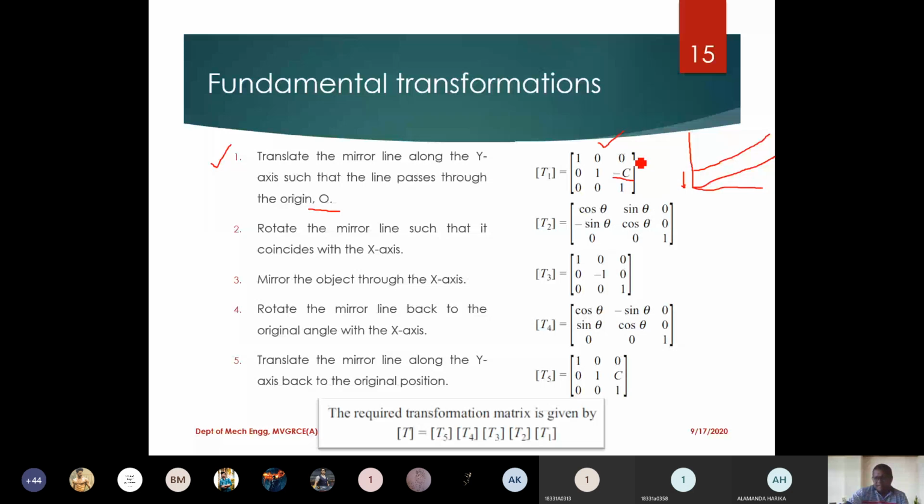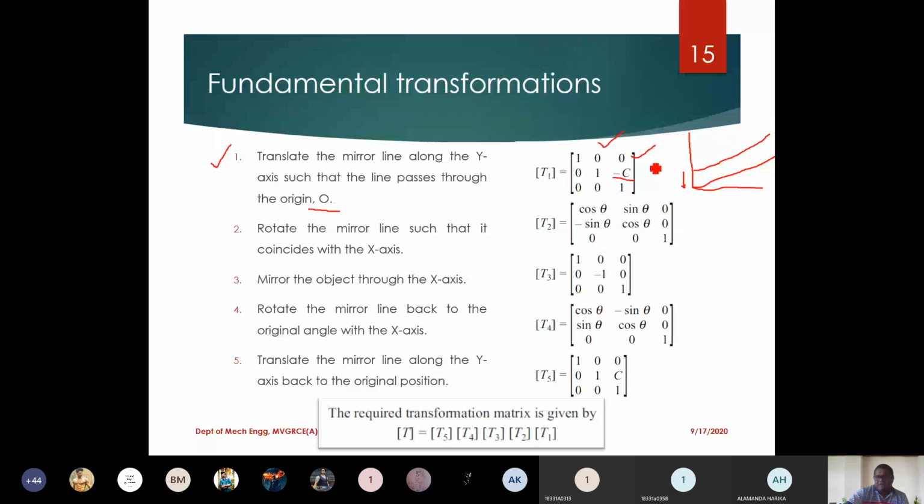So dx, if you recollect, the matrix is 1 0 dx, 0 1 dy, 0 0 1. Instead of dx it is 0. Why is it 0? The line is not translating in the x direction at all. I am just bringing it down in the y direction. I am not moving in the x direction at all. So x direction displacement is 0, y direction displacement is minus c, right? So dy is equal to minus c.